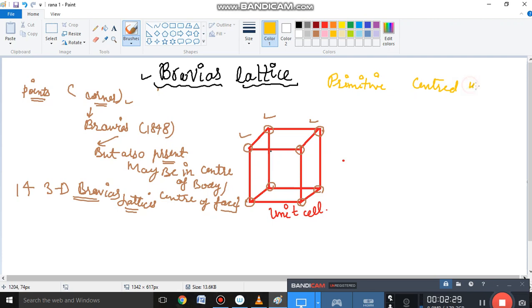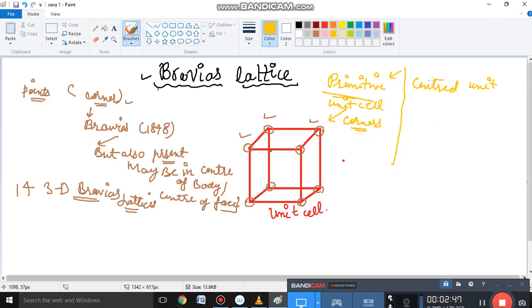The unit cells are classified into two types. First is primitive and second is centered unit cell. Coming to the primitive unit cell, it is defined as the simplest type of unit cell in which the particles are present only at the corners of the unit cell.